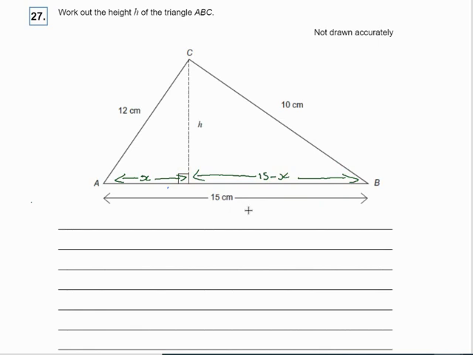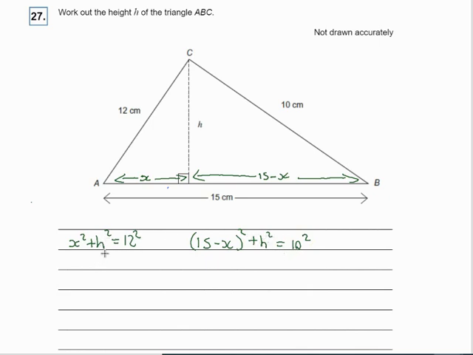Okay. Then, what else do we know? Well, we can see two right angle triangles, and they both have h in common. So we can use Pythagoras' theorem here. We can say x squared plus h squared equals 12 squared. So that's a squared plus b squared is c squared in the left triangle. And then for the other triangle, we can say 15 minus x squared plus h squared equals 10 squared. In both instances, we have h squared.